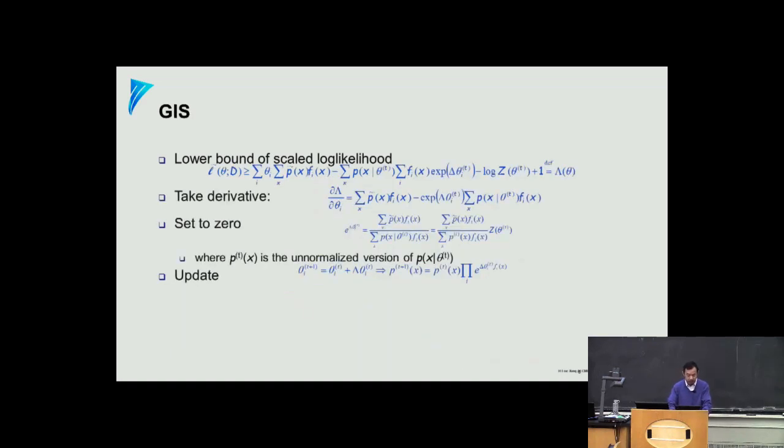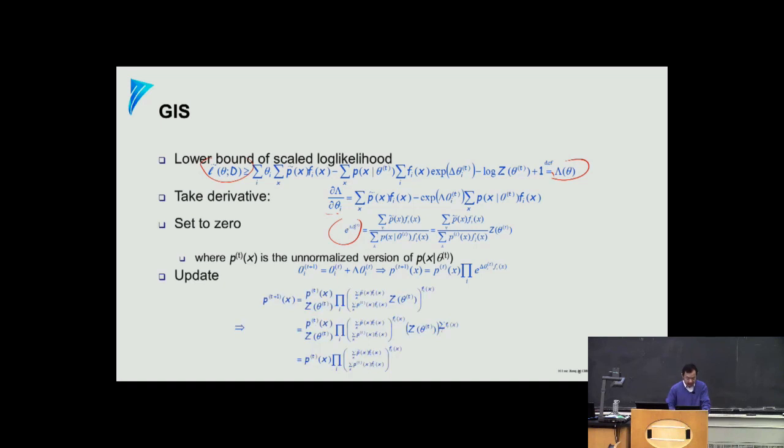So this algorithm is known as GIS because after what I did already, you can do some quick additional manipulations. So instead of using the original scaled log likelihood, you use the lower bound of that, which we call the lambda, and you take a derivative of every parameter, set them to 0. At the end of the day, you get an update function of the theta, of the delta theta. In here, I wrote it in exponential form, but it's the same, right? You can just do one more step manipulation if you need to.